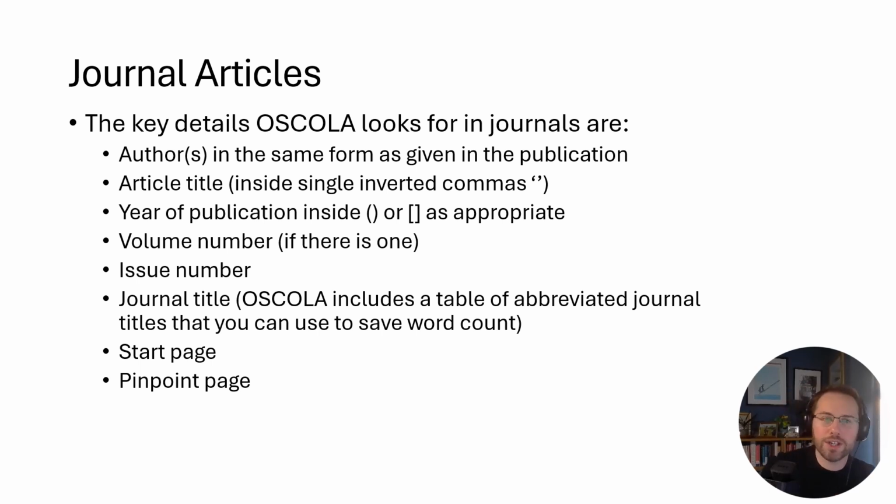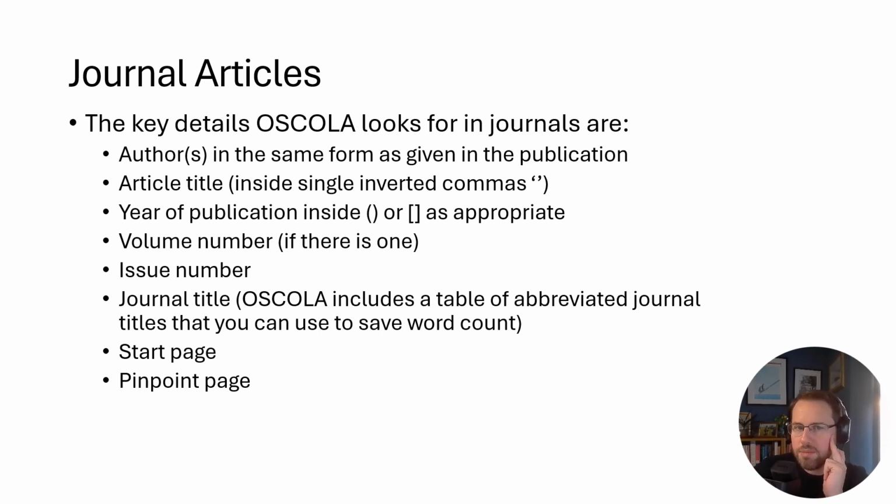Moving on then to journal articles. The key thing for a journal article that OSCOLA is looking for is the author's name in the same form as the publication. So it's the same rules. We want the article title inside single inverted commas. We want the year of publication, and that's going to be inside round brackets or square brackets, depending upon what is appropriate. I'll talk about that in the next couple of slides.